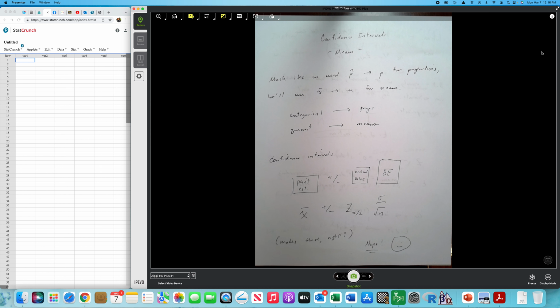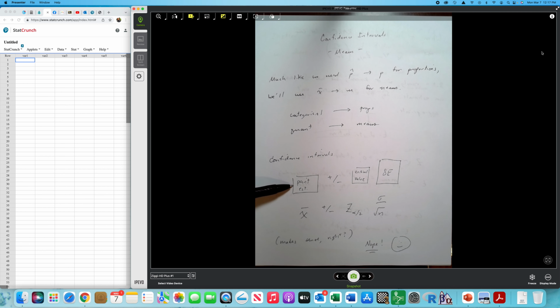Now, in general, in this class, you're going to learn three different types of confidence intervals. You're going to learn the ones for proportions, you're going to learn the ones for means, and you're going to learn at least one when we circle back to correlation and regression. I haven't decided yet how deep I'm going to get into that, so you're going to learn at least one, maybe two. But in general, confidence intervals have three parts.